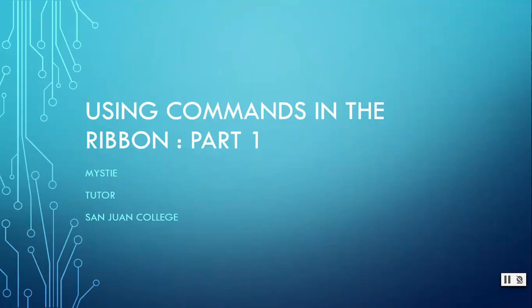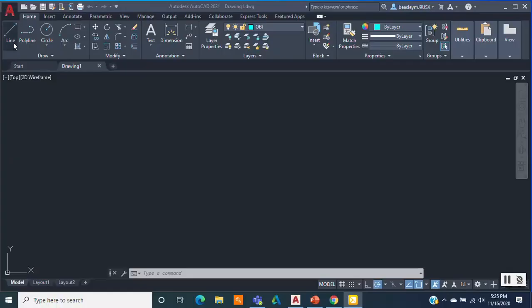Today, I would like to talk to you about using commands in the ribbon in a software program called AutoCAD. The ribbon can be found along the top of your screen and should look similar to this. Today, we're going to be talking about the Home tab in the ribbon. The Home tab is divided into different sections. In this video, we will be looking at the sections of Modify and Annotation.